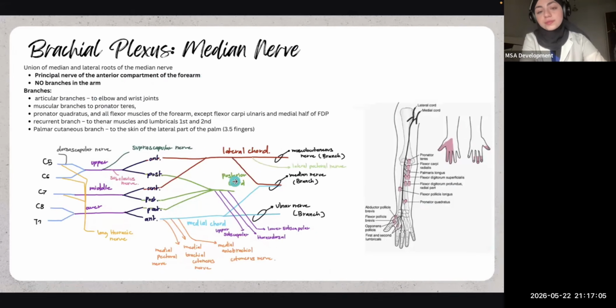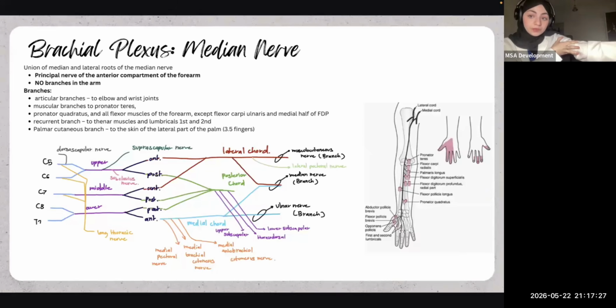Now, another nerve. Now we discussed the branches of the lateral cord and medial cord. I want to revisit the median nerve. Why? Because it's the contribution of both the lateral cord and medial cord joining and forming the nice foot of the M. Again, it's the principal nerve of the anterior compartment of the forearm. What does this mean now? Recall how it's exactly midline.